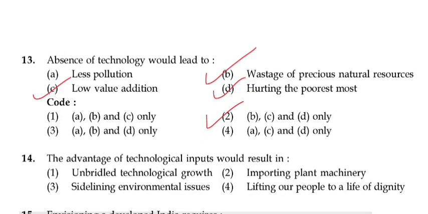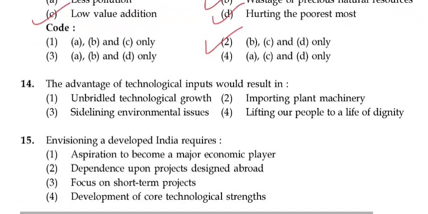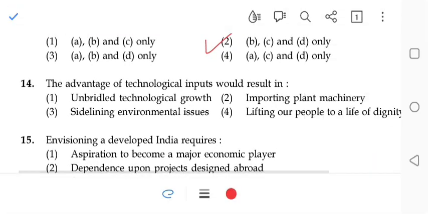Now 14. The advantage of technological inputs would result in what? Unbridled technological growth, importing plant machinery, sidelining environmental issues, lifting our people to a life of dignity. It will be number 4, that is lifting our people to a life of dignity.